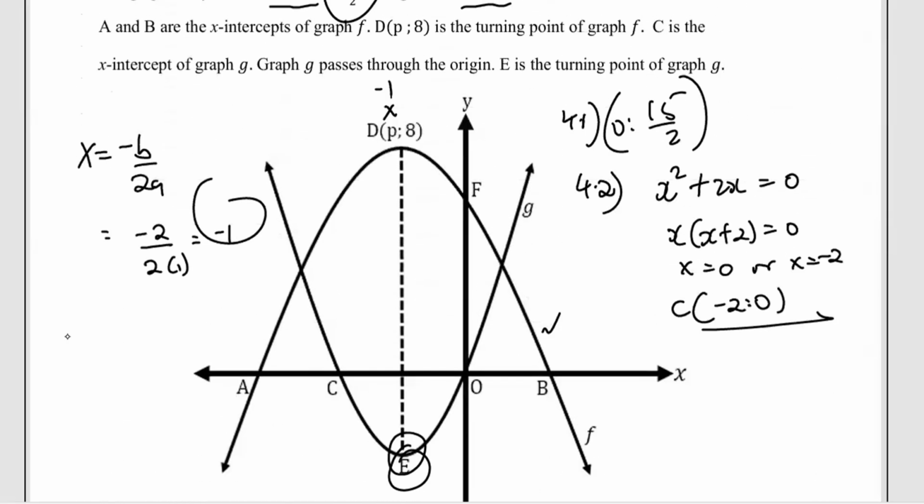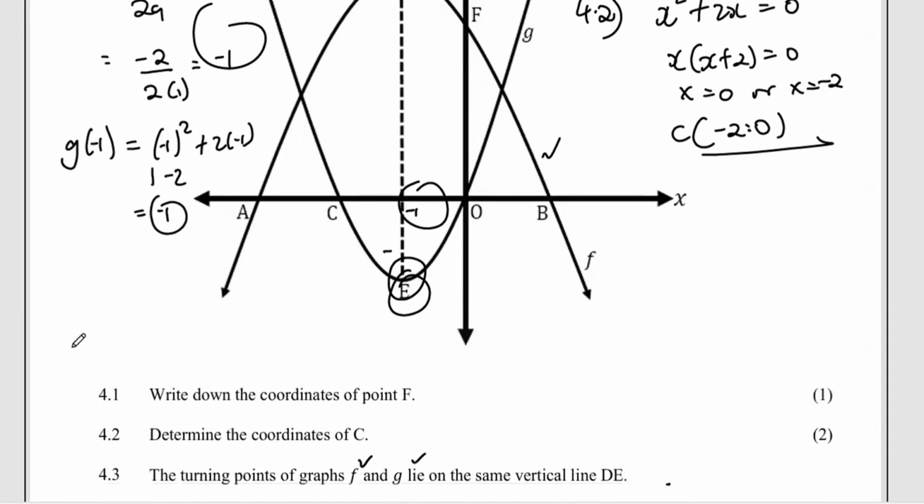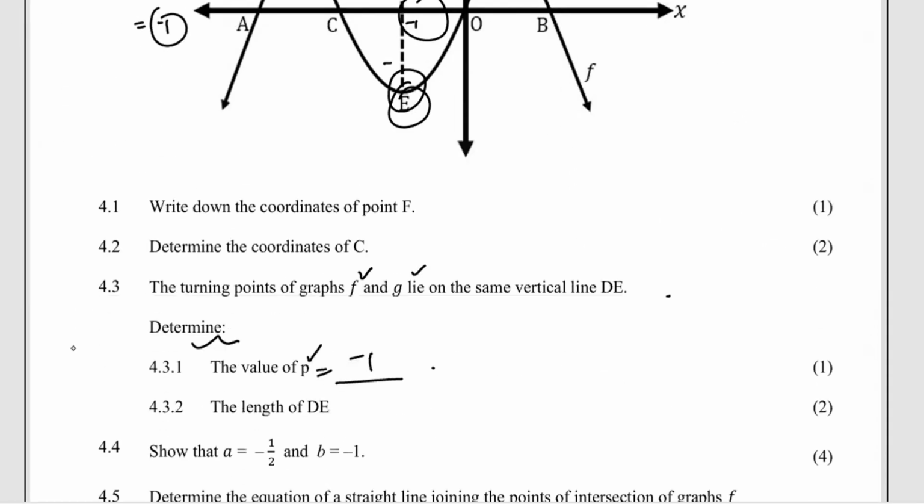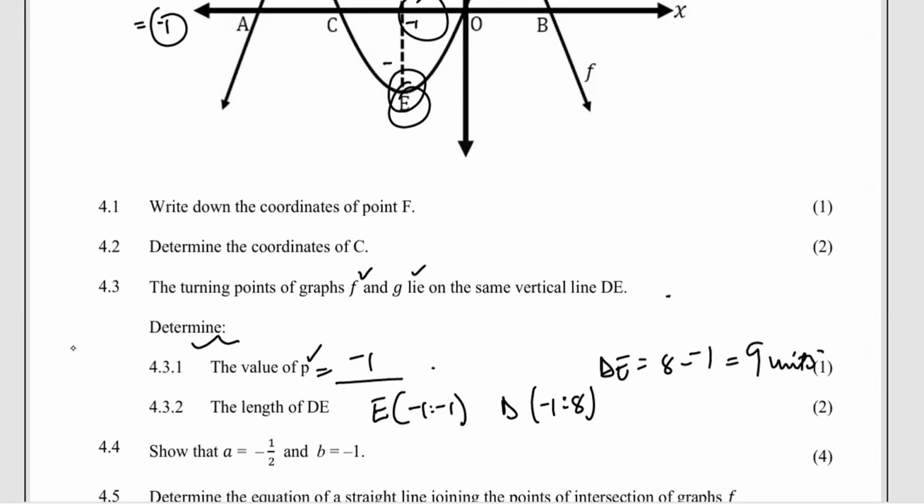So if this is a negative 1, for us to get the length, we need the y coordinate here. Okay, we need the y coordinate. So I'll say G of negative 1 is going to be negative 1 squared plus 2 into negative 1, which is 1 minus 2, which becomes a negative 1. So our point E is negative 1 and negative 1. Point D is negative 1 and 8. So the length DE should be 8 minus negative 1, which gives us 9 what? 9 units. So 4.3.2, we have 9 units there.